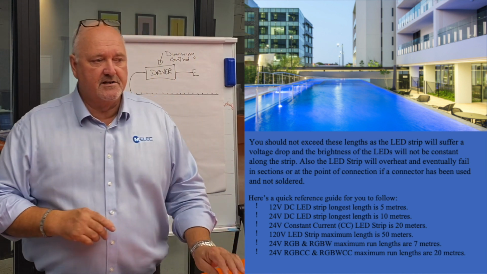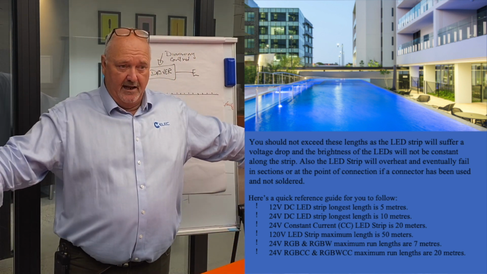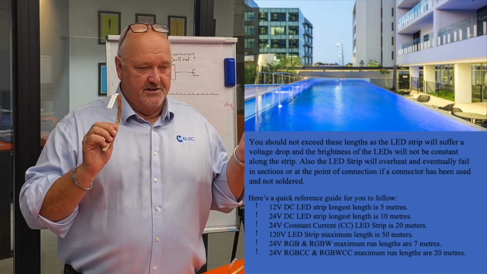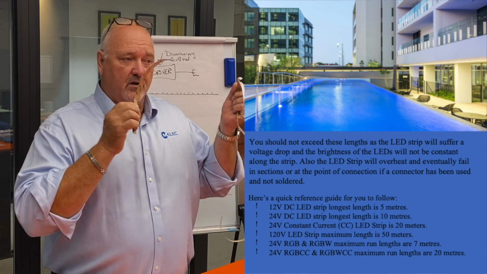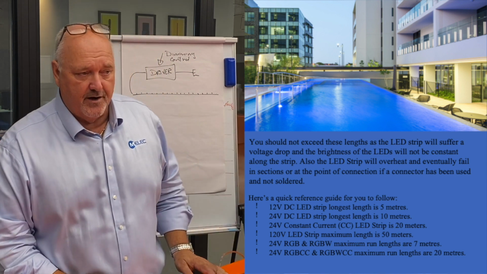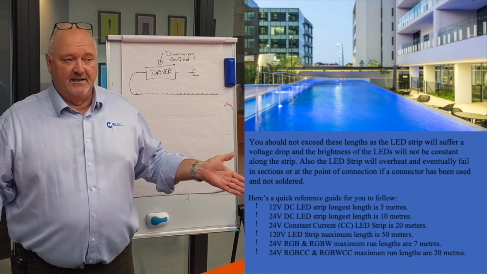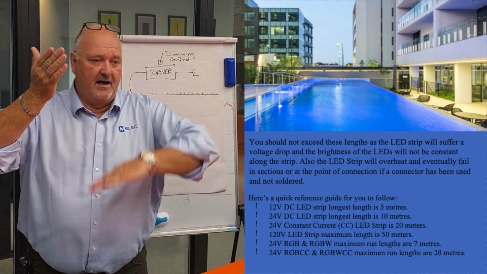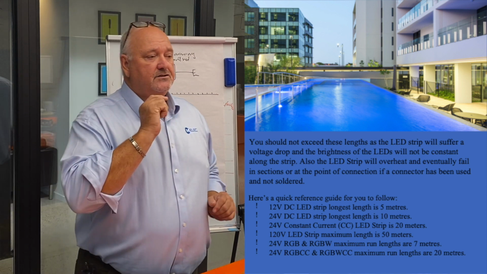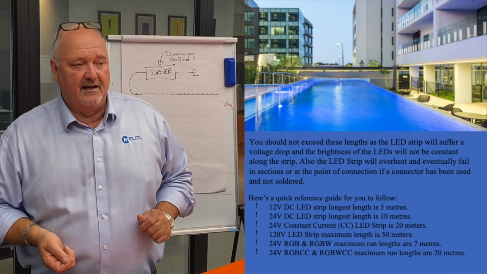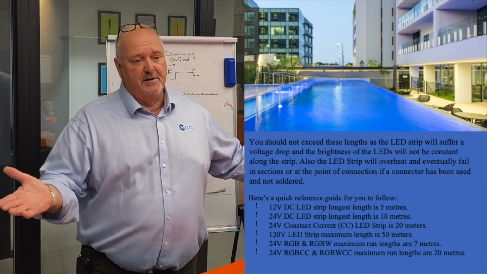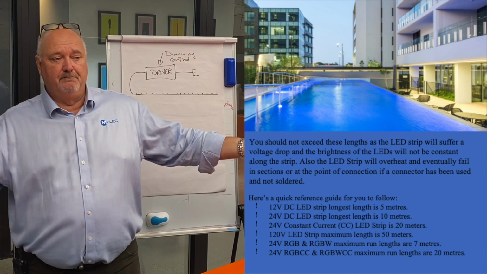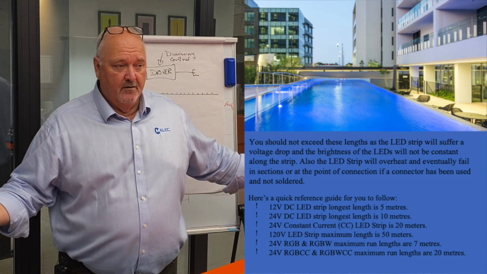But what happens when I increase the voltage? Well, I can increase my length. But this is a 12 volt strip, not a multi-voltage DC strip. If you want 24 volt, you have to buy the 24 volt strip. Okay, so a 24 volt DC strip will go 10 meters, because if I increase my voltage, I halve my current. Okay, and then we have a constant current LED strip that can go up to 20 meters. That's a special order. We have a 120 volt DC strip, maximum up to 50 meters, right?